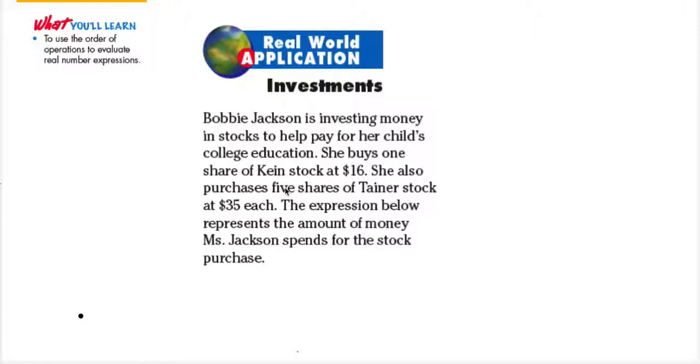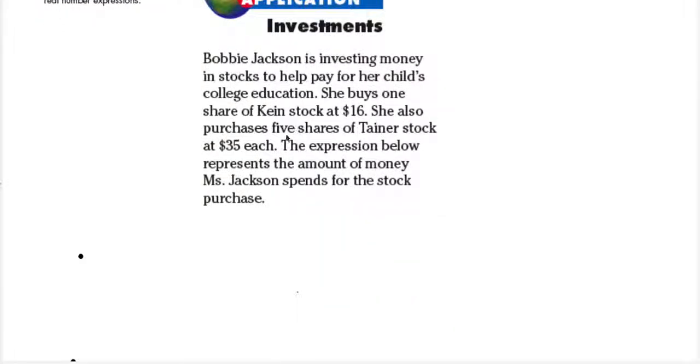Bobby Jackson is investing money in stocks to help pay for her child's college education. She buys 1 share of Kind stocks at $16. She also purchases 5 shares of Tainer stocks for $35 each. The expression below represents the amount of money Miss Jackson spends for the stock purchase.